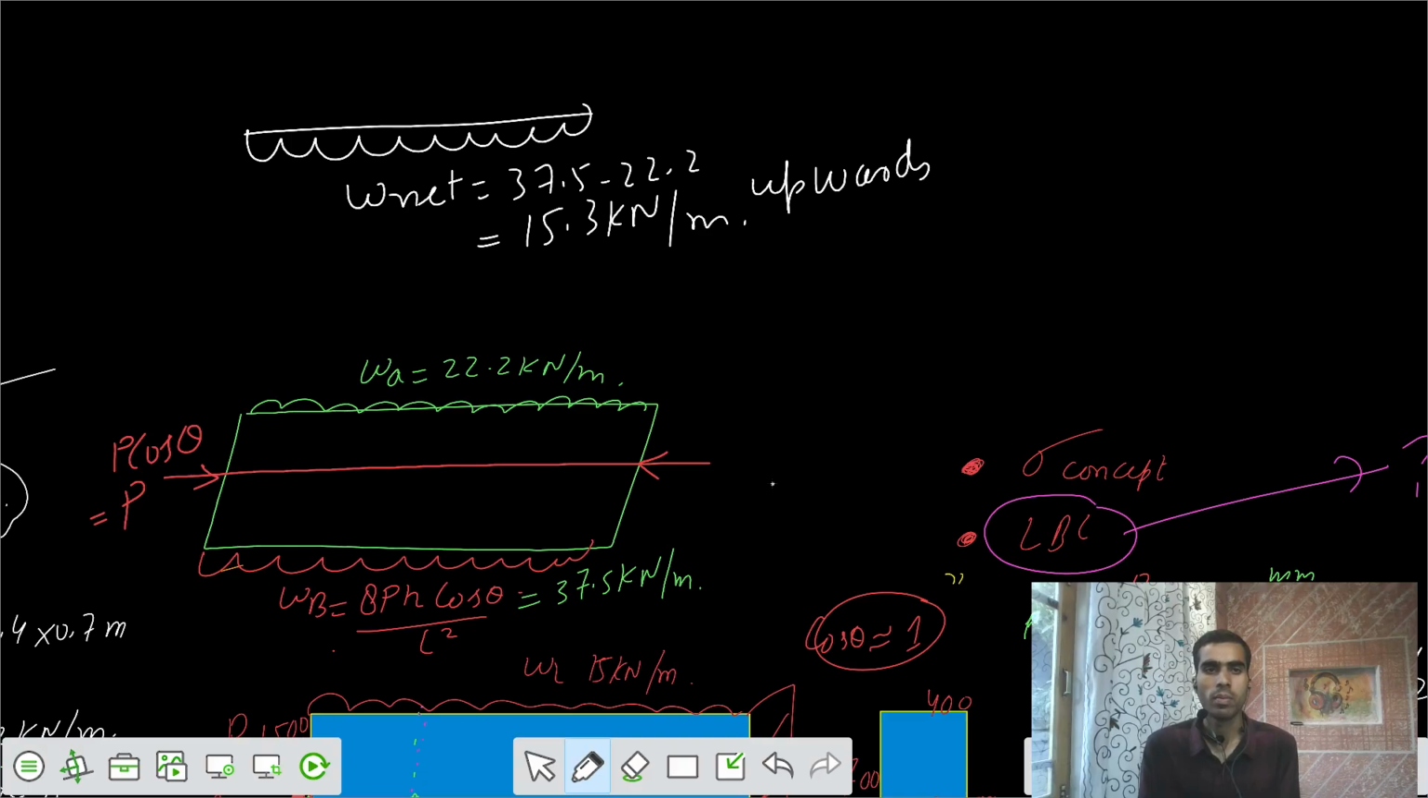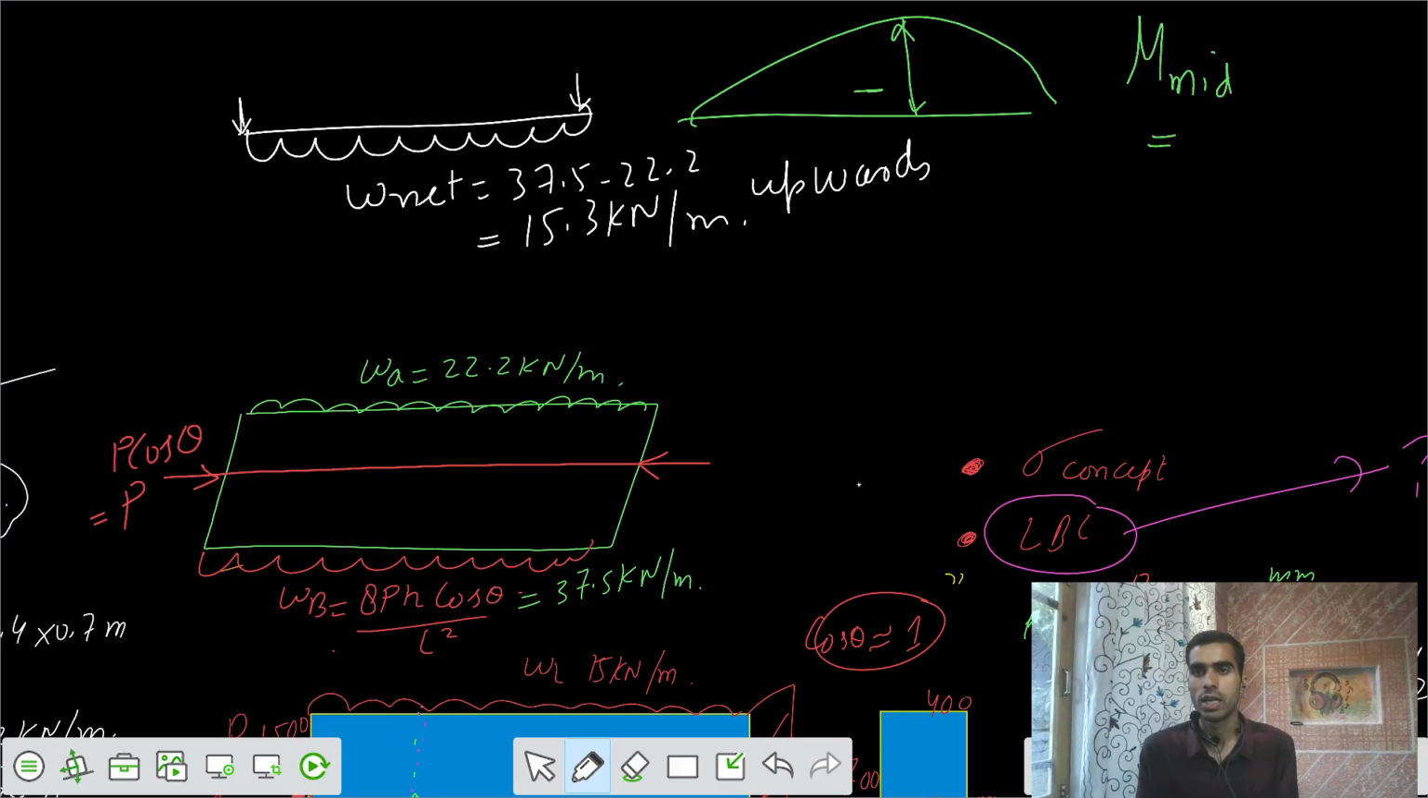So what is the bending moment that gets developed? Is that sagging or is that hogging? I think that's hogging. So this is a negative moment, WL square by 8. I would say this is negative because it's hogging, and the stresses developed would be negative. So the moment at the midspan is equal to 15.3 L square by 8, and we can solve that.